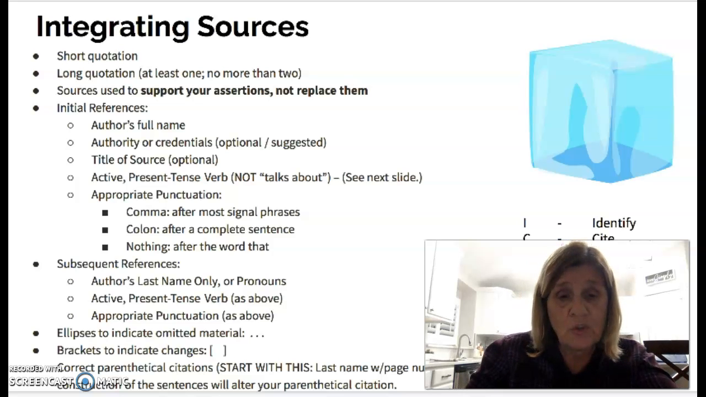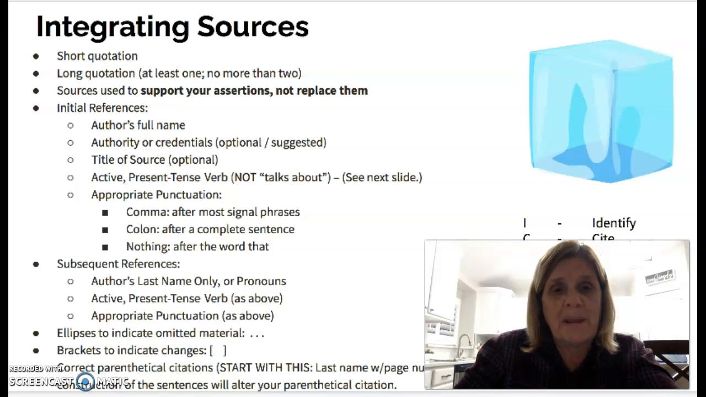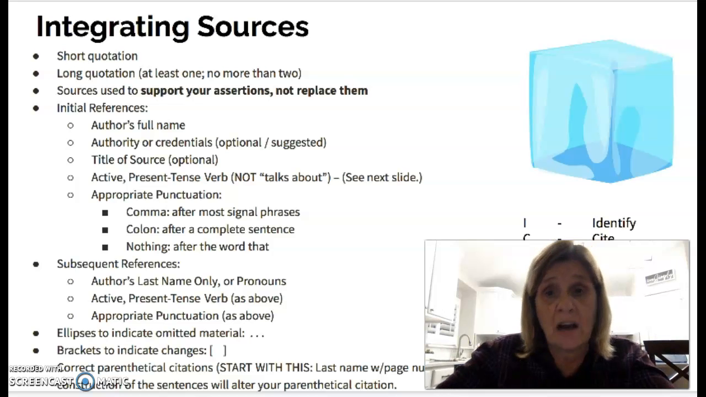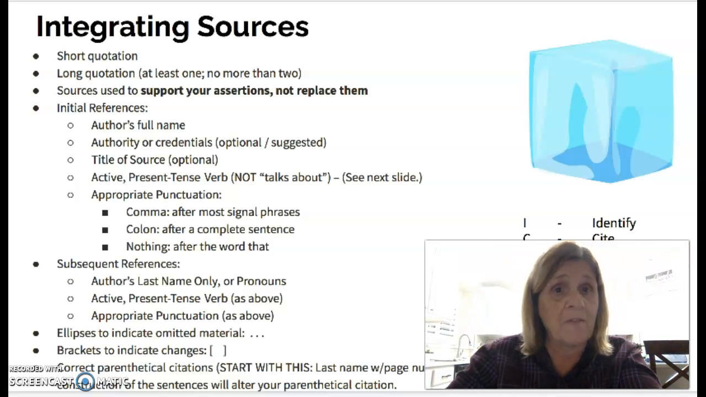Notice again when you use sources, one of the subpoints is that you use active present tense verbs and make sure that you punctuate it correctly. So there's lots of nitpicky rules that I will look extensively for in your research paper. Make sure you refer to this slide often as you are writing each paragraph.